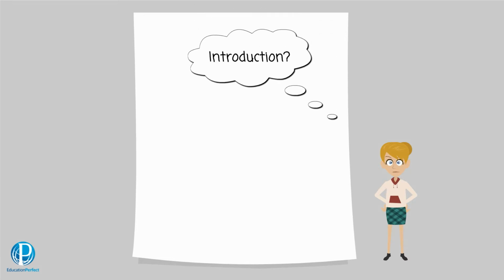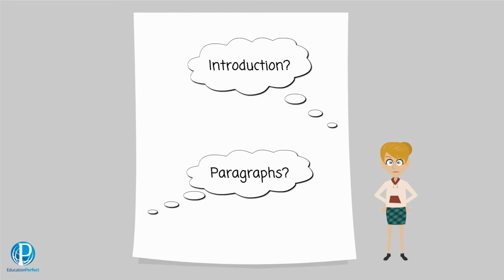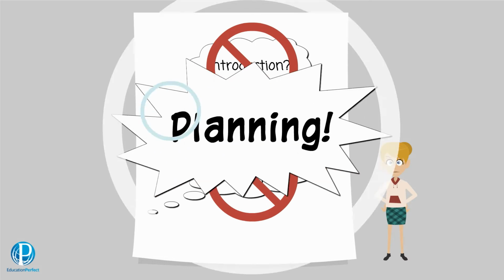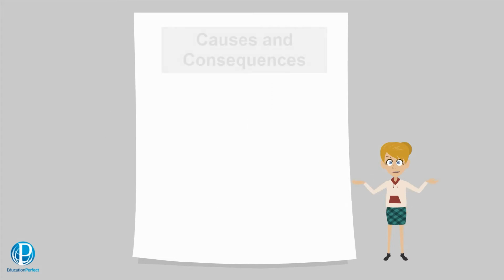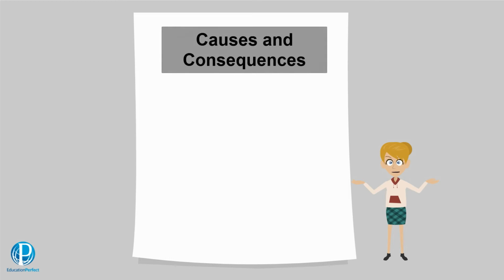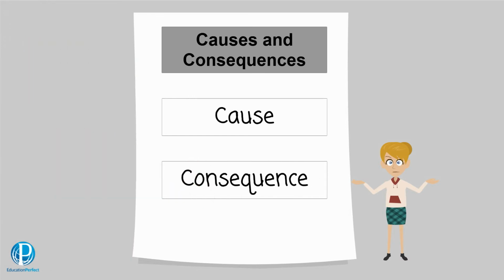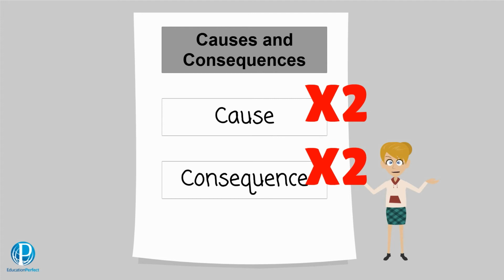So, where do you start? The introduction? The paragraphs? Nope, the first thing you must do is plan. Planning your essay is really important because it makes sure that you know the direction of your essay, what you're going to write about, and what order. So, this is a Causes and Consequences essay, right? So that means you'll need to come up with at least one cause and one consequence about your historical event. If you want to get past those achieved grades, then you'll need to describe at least 2 causes and consequences.